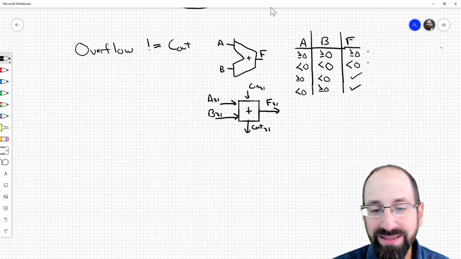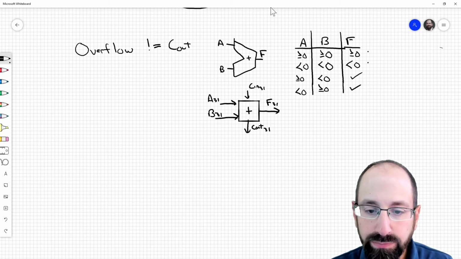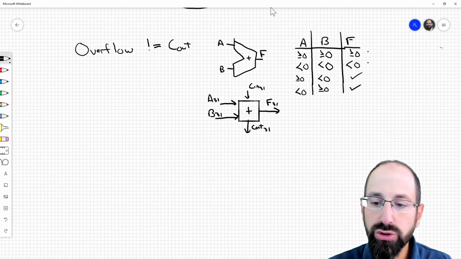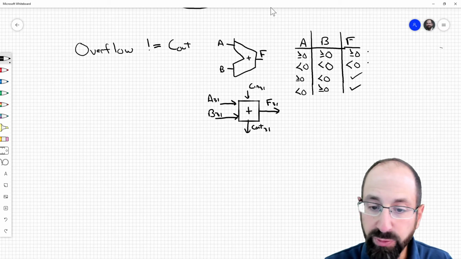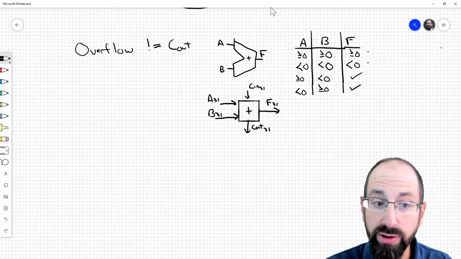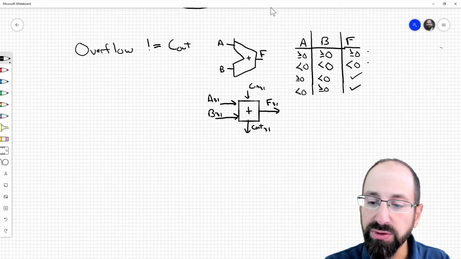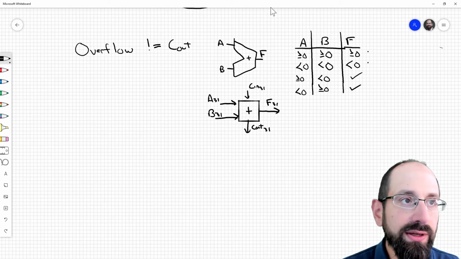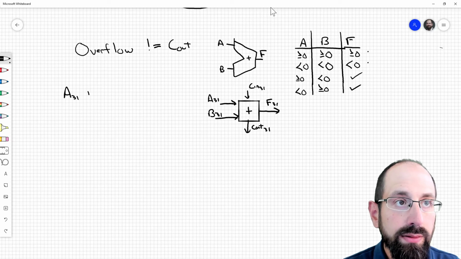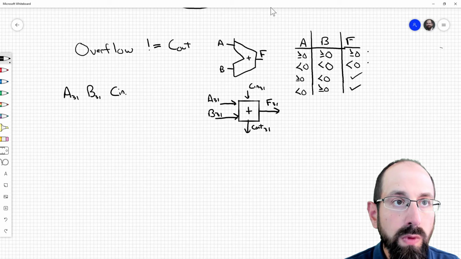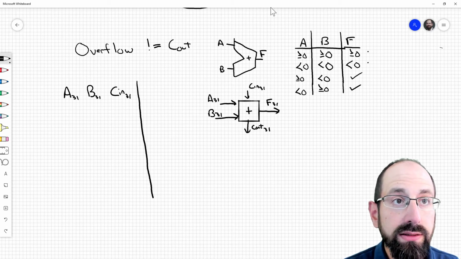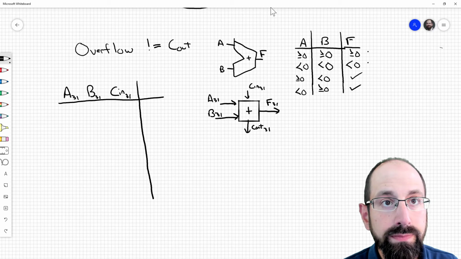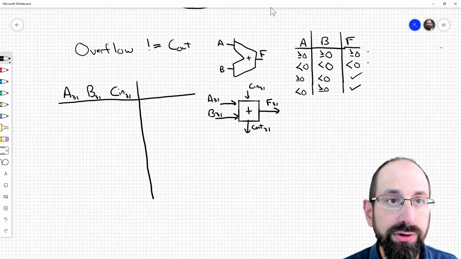And there's only so many possibilities here, right? This is a 3 input, 2 output function for which we can just write down the truth table to determine whether or not overflow is happening. This is just for the most significant bit we have to do that. Let's try it here. So of our possibilities, we have A, B, and C in. And then we have our 2 outputs, and we'll call them F31 again and C out 31.